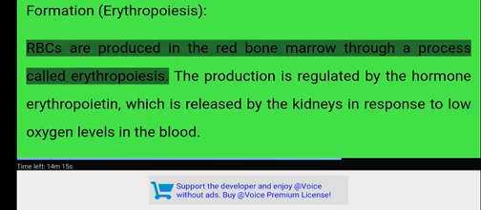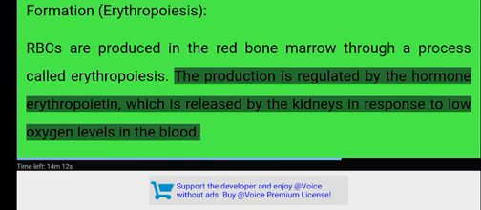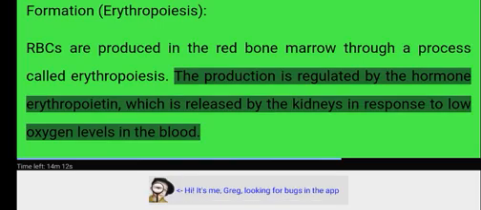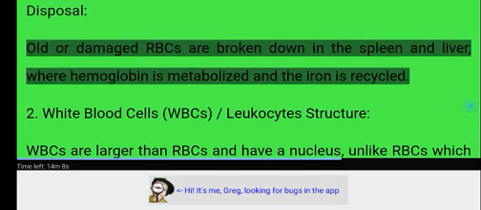Erythropoiesis. RBCs are produced in the red bone marrow through a process called erythropoiesis. The production is regulated by the hormone erythropoietin, which is released by the kidneys in response to low oxygen levels in the blood. Disposal: older, damaged RBCs are broken down in the spleen and liver, where hemoglobin is metabolized and the iron is recycled.